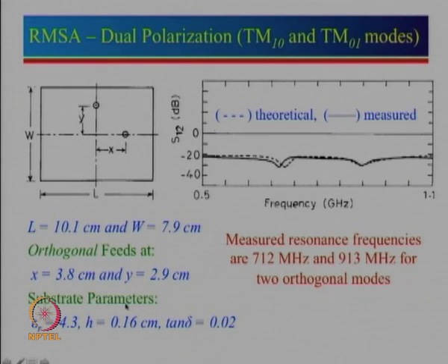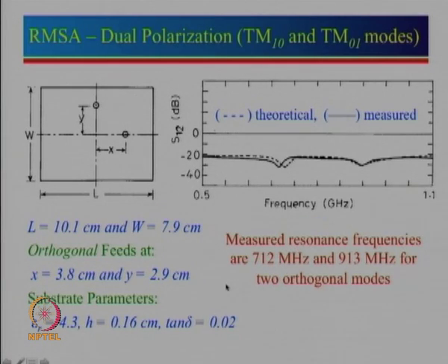So, these are the substrate parameters. You can see that a lossy substrate has been used just for the study of performance. Corresponding to 10 centimeter, the resonance frequency is around 712, and corresponding to 7.9, the resonance frequency is 913. You can do this quick calculation using the design equations which we have given earlier. By using this technique one can get very good isolation between the two frequencies, but remember one thing: this one will give E field in this direction, and this will give E field in this direction. So, this is nothing but dual polarization or orthogonal polarization.